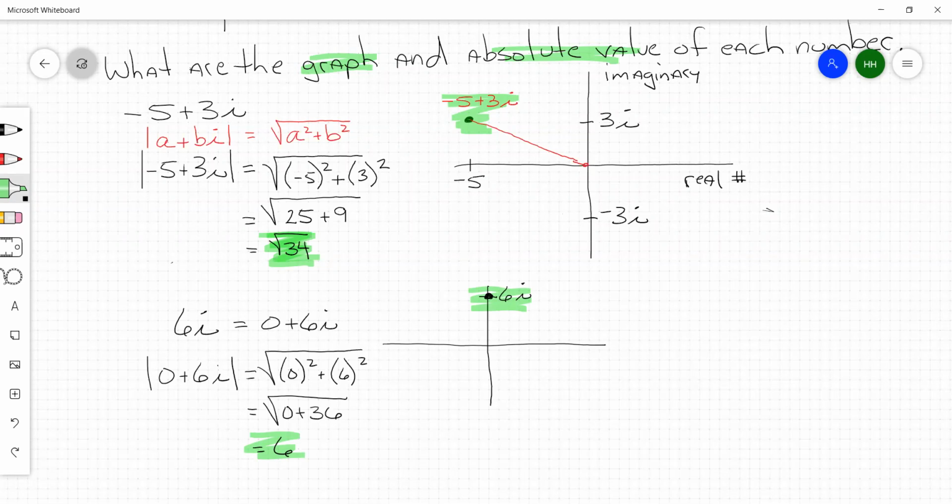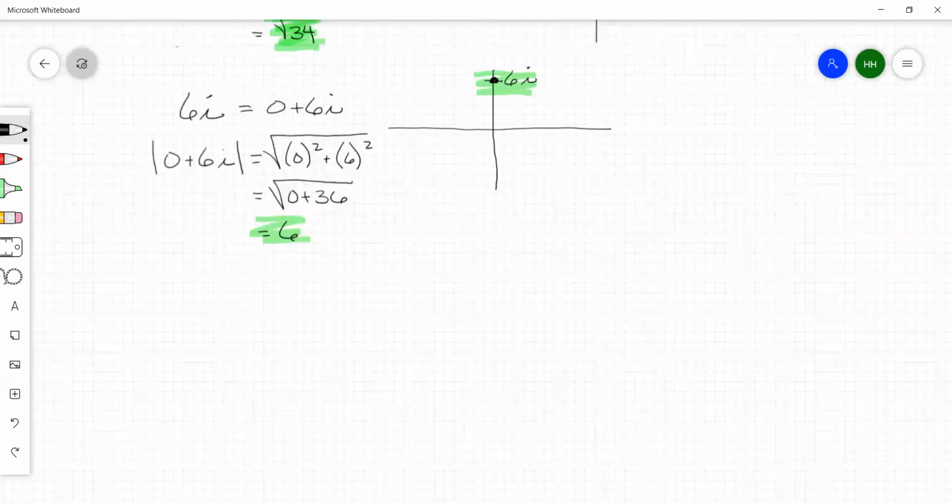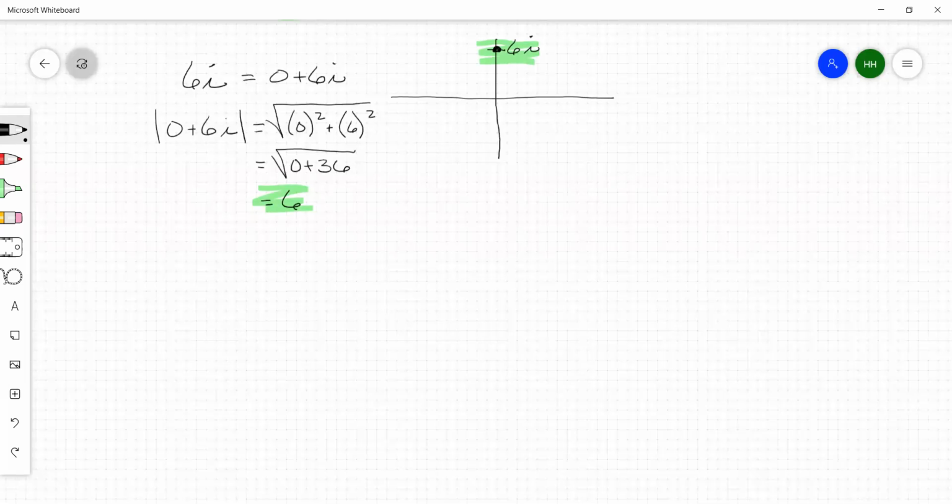All right, let's do one more of these. We're going to graph and find the absolute value of negative 3 minus 2i. So negative 3 minus 2i. Here's our graph. Negative 3 on the real axis. Negative 2i on the imaginary axis. So here's our graph of negative 3 minus 2i.